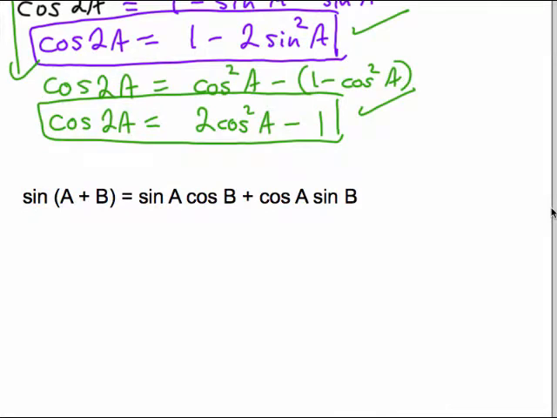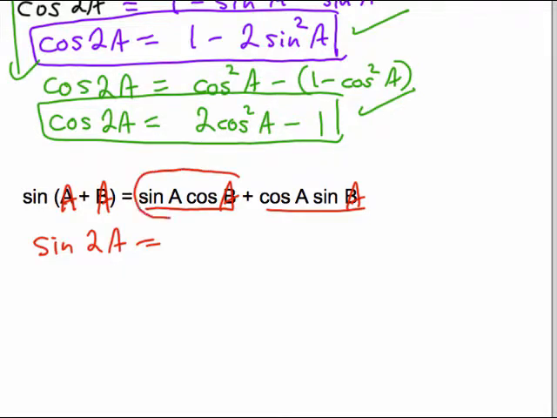So we can do the same thing with sine, except we're not going to get three different identities. We're just going to get one this time. I'm going to make A equal to B. So let's just change all of these in the addition angle identity. That means that sine 2A is sine A times cos A plus cos A times sine A. Well, these are like terms, just the order of the factors is different. So that's the same thing as two of them, 2 sine A cos A.